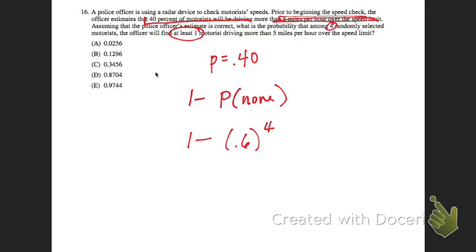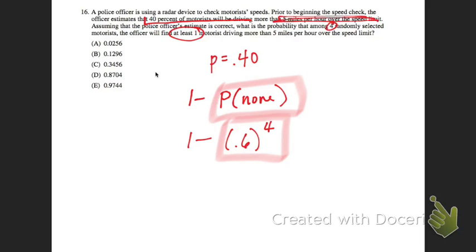If you did it the binomial way, yep. Why is the 4 just touched 0.6 now? Because it's 1 minus the probability that none of them drive 5 miles over the speed limit, which is the complement, 0.6. 0.6 times 0.6 times 0.6 times 0.6. You do it 4 times. So that is this. And then you're subtracting it from 1 because it's the opposite of that.